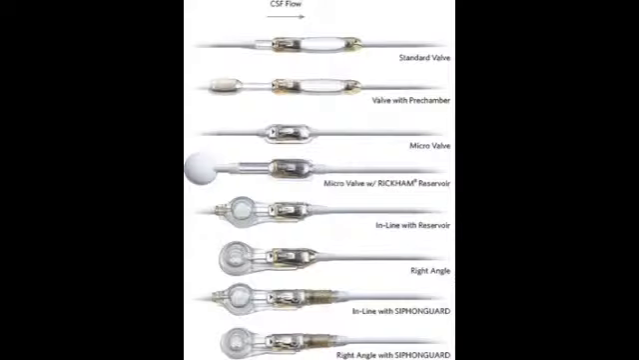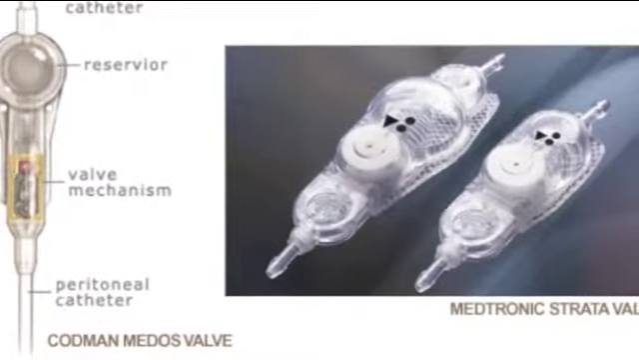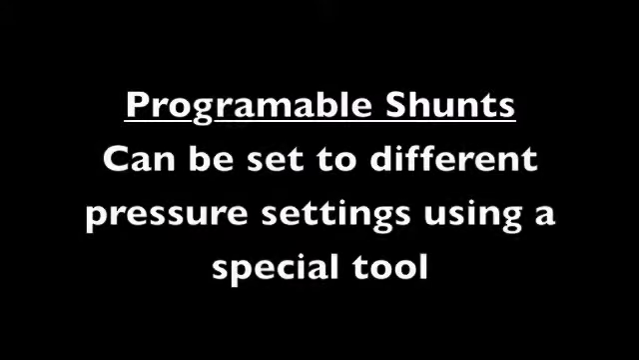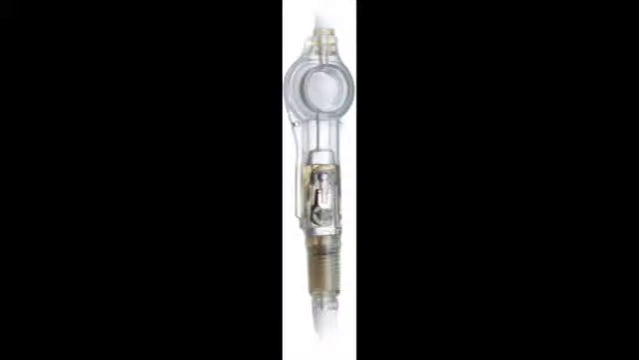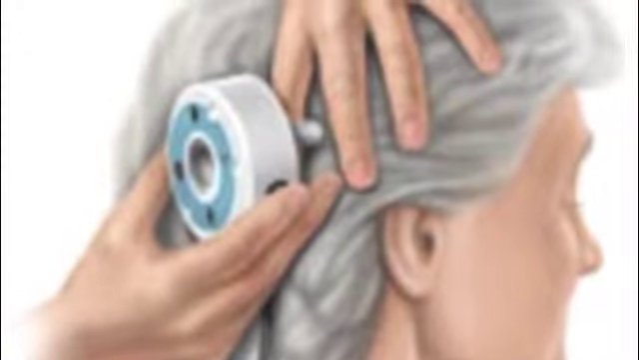Types of shunts. There are many different types of shunts as you can see in this picture. There are two basic types of shunts, however. Fixed pressure shunts have a preset value pressure that is stable even after surgery. Programmable shunts can be set to different pressure settings using a special tool. This is an example of a programmable shunt, and this is the tool they use to reset the pressure settings.